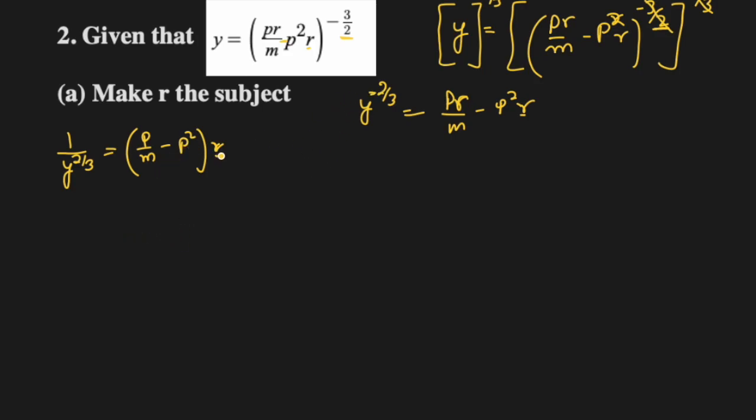Now R has to stay here. Let's bring this to the denominator here. So R is staying here, and we'll be left with 1 over, because this is a whole numerator, it will go down and multiply with y to the power 2/3. Now y to the power 2/3 can also be written as, though I don't think it is needed, but still let's try to simplify this. And P over M minus P square will be here.